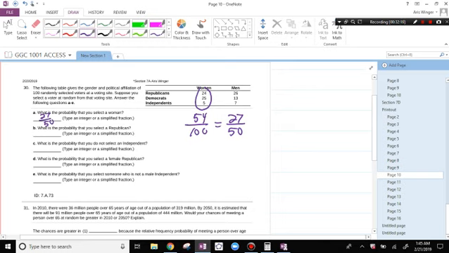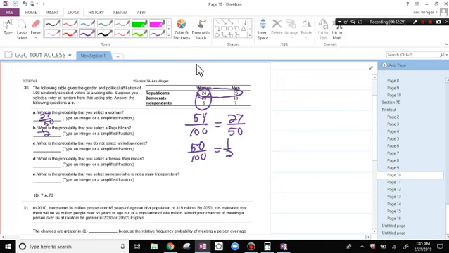What's the probability that you select a Republican? How many Republicans are we talking about? Well, we got 24 of these, 26 of this. That looks like 50 out of 100, which of course reduces to 1 out of 2.